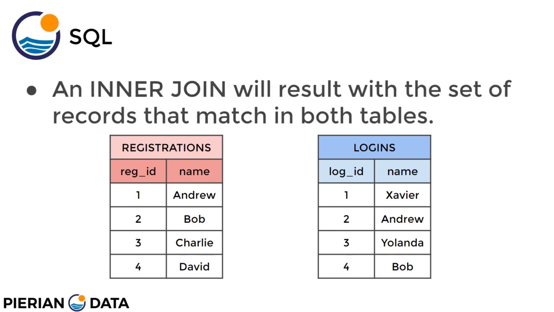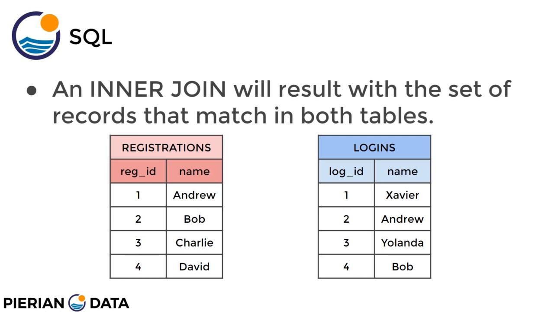So what does an inner join do? An inner join will result with the set of records that match in both tables. So the situation we have right now is in the registrations we had Andrew, Bob, Charlie and David register for the conference. However, the actual day of the conference when people were logging in, we only had Andrew and Bob show up that actually registered, and then Xavier and Yolanda, who forgot to register, came in on site and then logged in. And keep in mind here that it looks like Charlie and David registered but didn't end up showing up to the conference to log in.